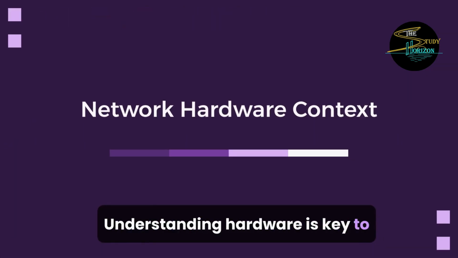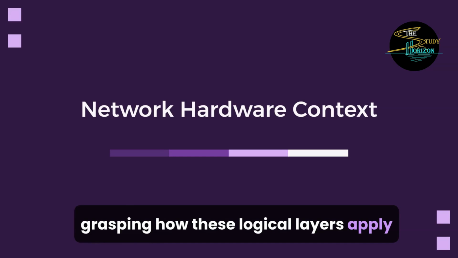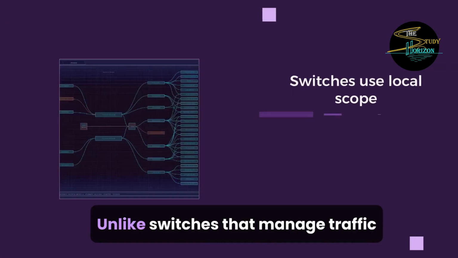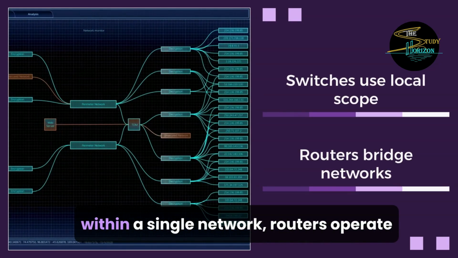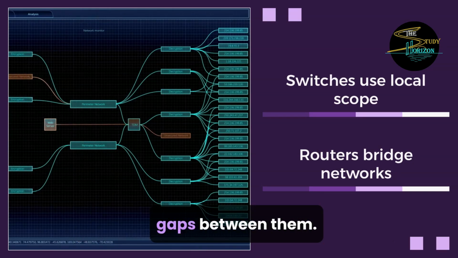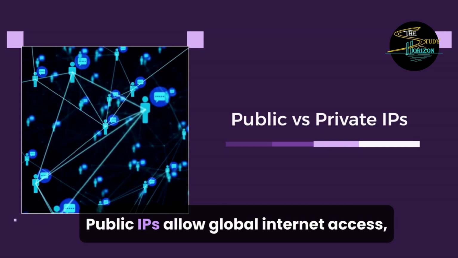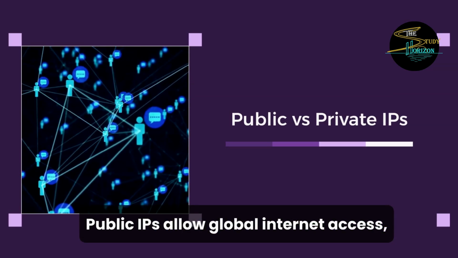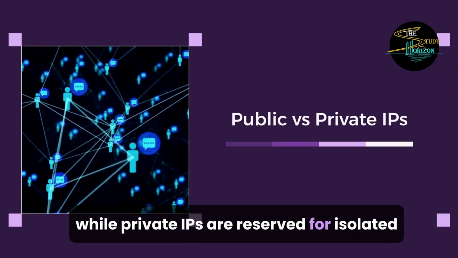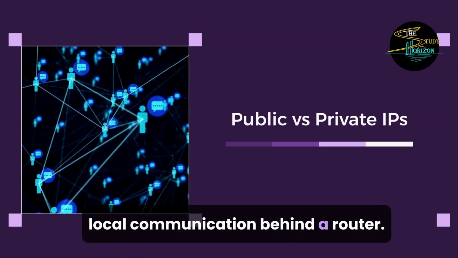Understanding hardware is key to grasping how these logical layers apply to physical infrastructure. Unlike switches that manage traffic within a single network, routers operate across different networks, bridging the gaps between them. Public IPs allow global internet access, while private IPs are reserved for isolated local communication behind a router.